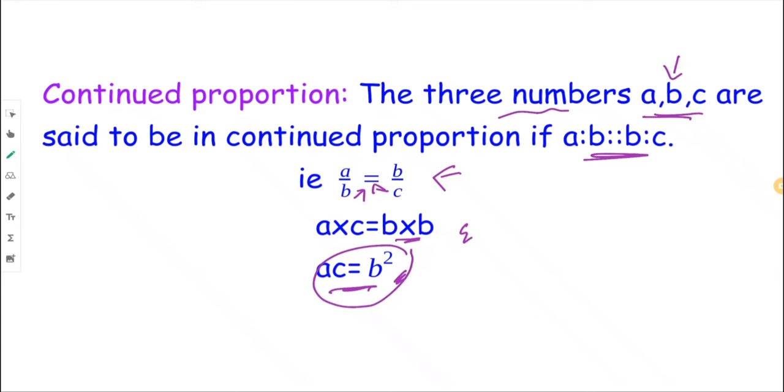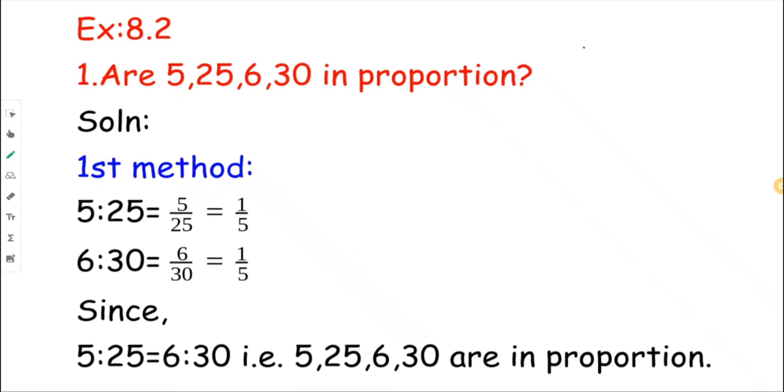All right, let's do one question. 8.2. So there are two methods, and we're doing them one after the other. Are 5, 25, 6, and 30 in proportion? So remember, this is your A, B, C, and D, right? In the first method, you have to compare the ratio of these two and then the ratio of these two.